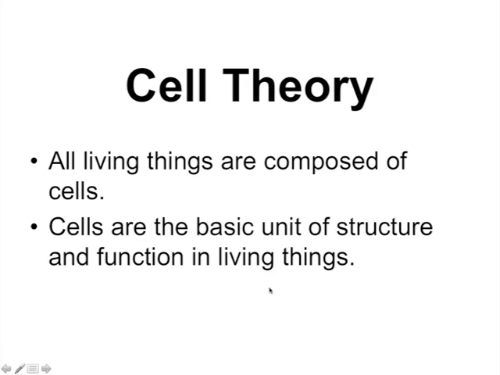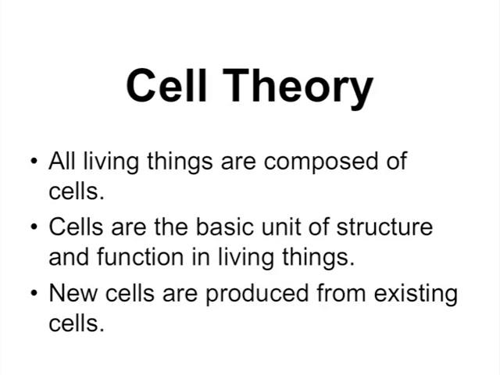And then our last statement of the cell theory is that new cells are produced from existing cells. So cells, living things, don't just pop up out of the blue from nowhere. They come from cells that existed before. New cells can come from old cells. That's what we're saying there. That life and living things don't just spring up randomly out of the blue. All right, so that's our cell theory, our 3 statements of the cell theory.